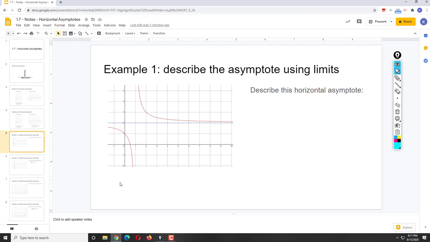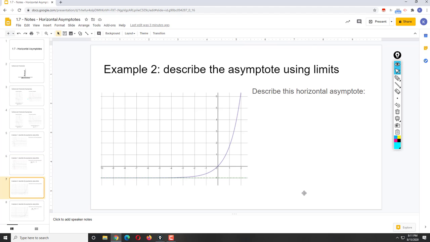So let's look at some examples. Example 1, describe the asymptote using limits. Here we have a horizontal asymptote. Our function approaches y equals 2 when x becomes larger and larger. When that happens, we can say the limit of f of x as x approaches positive infinity is equal to 2.